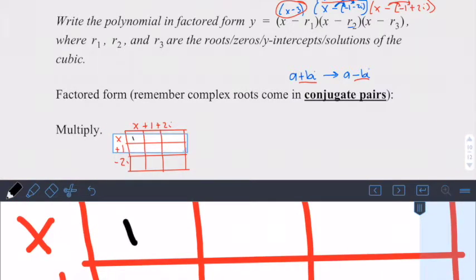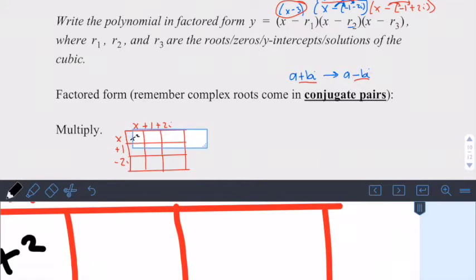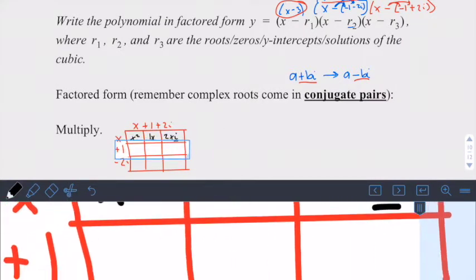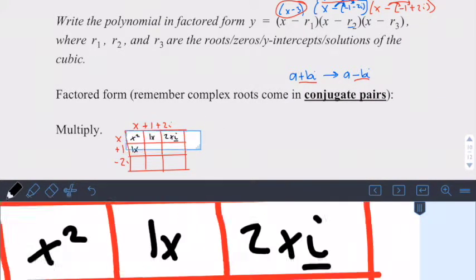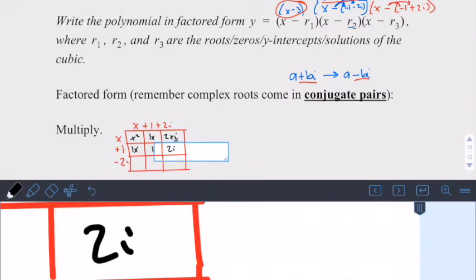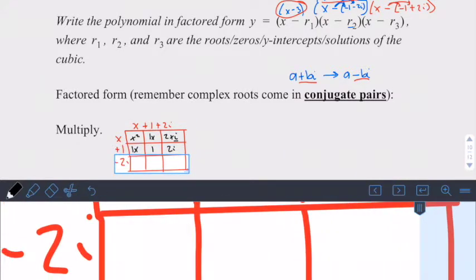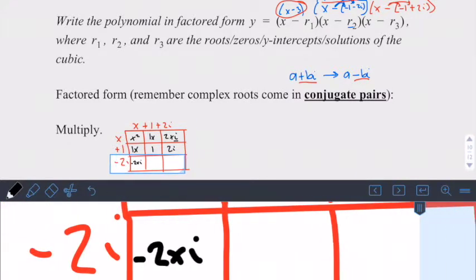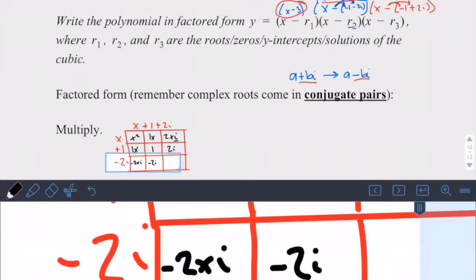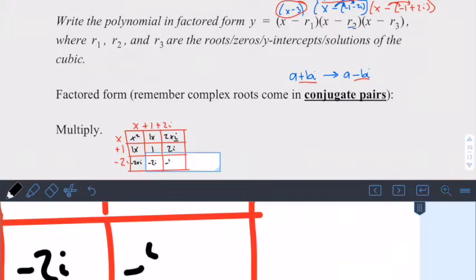x times x is x squared. x times 1 is 1x, or just x. x times 2i is 2xi. The order doesn't matter, but I like to put my i last. x times 1 is 1x. 1 times 1 is 1. 1 times 2i is 2i. Negative 2i times x, negative 2xi. Negative 2i times 1, negative 2i. And negative 2i times 2i is negative 4 i squared.